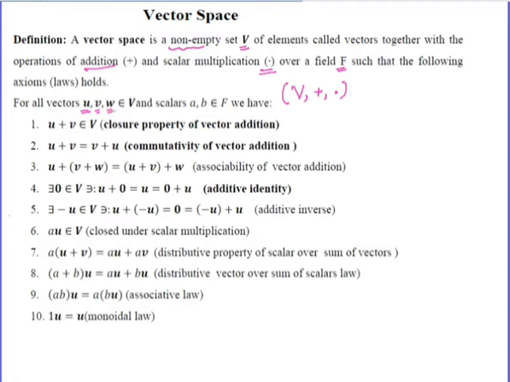Let's take three elements of V, and two scalars, any numbers over a certain field. The first property of a vector space is closure. If U and V are elements of V, their sum is also in V. Then the commutative property of vector addition, the associative property, existence of additive identity, existence of inverse, closure under scalar multiplication, distributive property of scalar over vectors, distributive property of vectors over the sum of scalars, associative property, and the last one is the monoidal law.